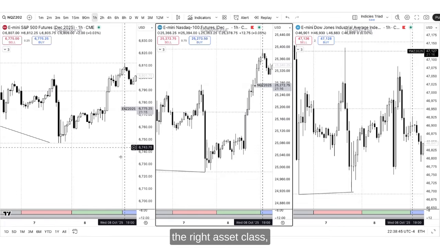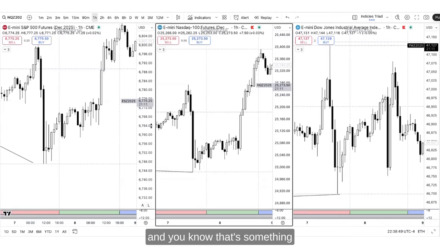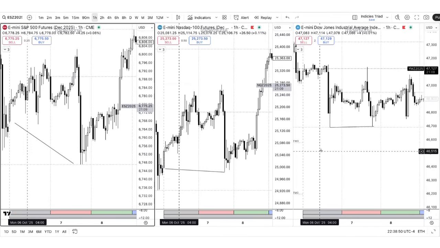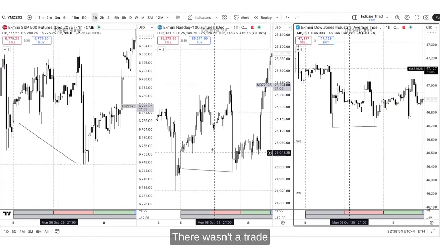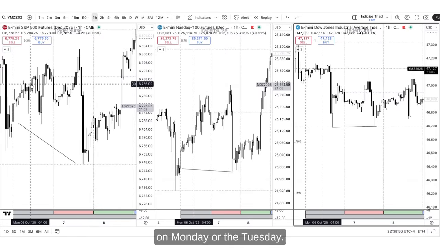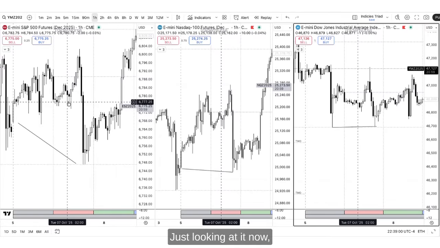If you pick the right asset class, you're on the money, and that's something to be mindful of. So you can see here our narrative is super important. There wasn't a trade on Monday or the Tuesday. I believe you might have got one on the Tuesday. If you're just looking at it now, potentially got stopped out.